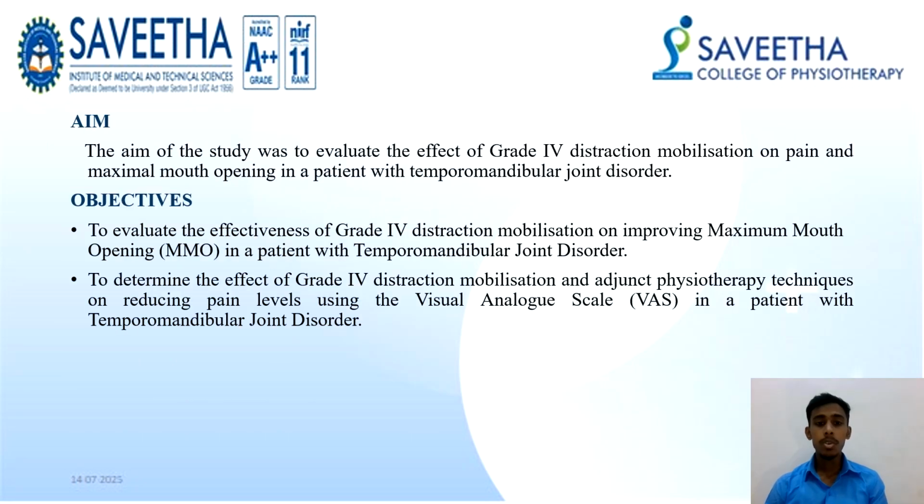The aim of the study was to evaluate the effect of grade 4 distraction mobilization on pain and maximal mouth opening in a patient with temporomandibular joint disorder. Objectives: to evaluate the effectiveness of grade 4 distraction mobilization on improving maximal mouth opening in a patient with temporomandibular joint disorder, and to determine the effect of grade 4 distraction mobilization and adjunct physiotherapy techniques on reducing pain levels using the visual analog scale in a patient with temporomandibular joint disorder.